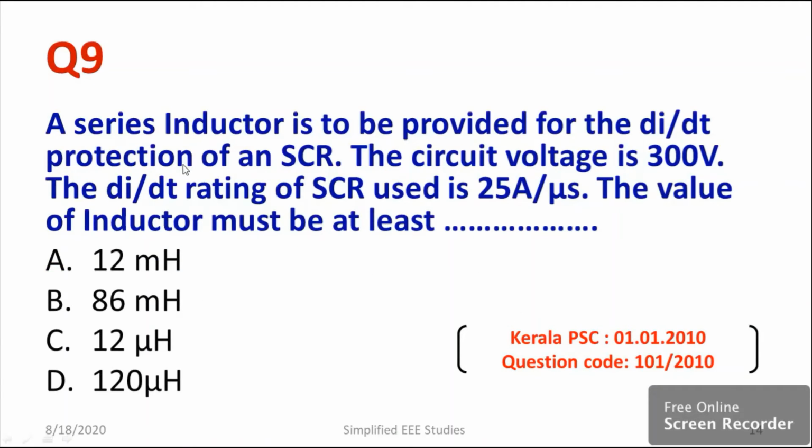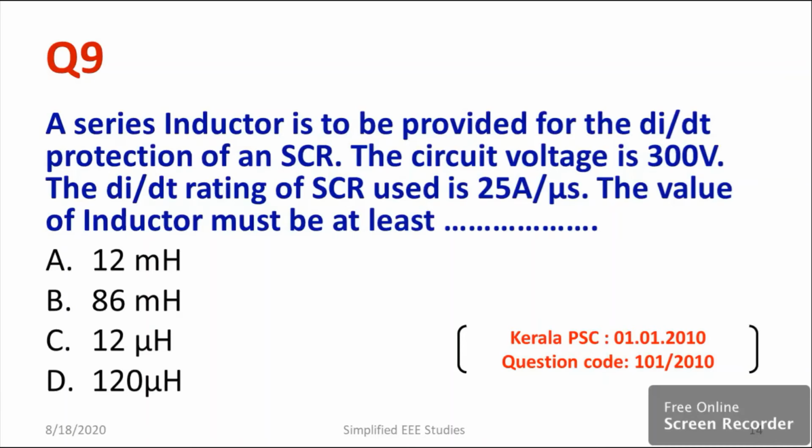I would like to explain the next question: a series inductor is to be provided for the di by dt protection of an SCR. The circuit voltage is 300 volts. The di by dt rating of the SCR used is 25 amperes per microsecond. The value of the inductor must be at least... We have four options. First of all, we have to work out why di by dt protection is required, which you already learned. Now, how do we ensure di by dt protection?